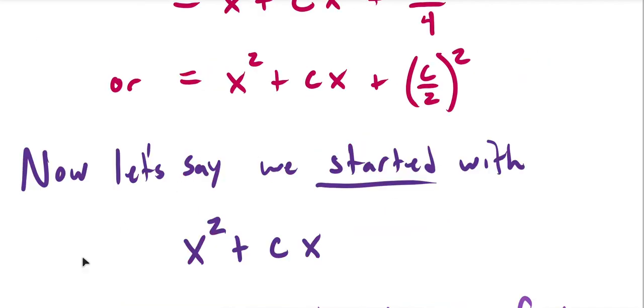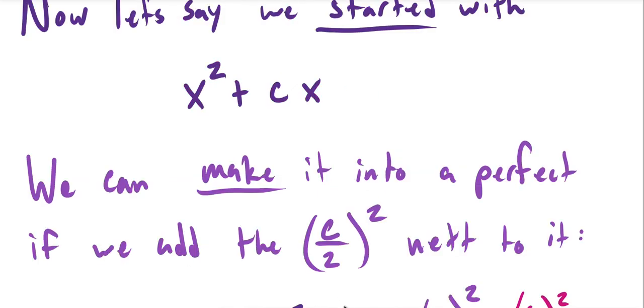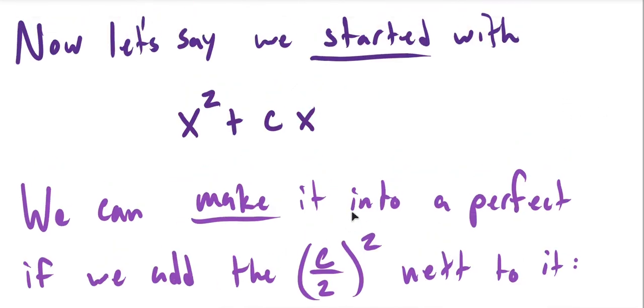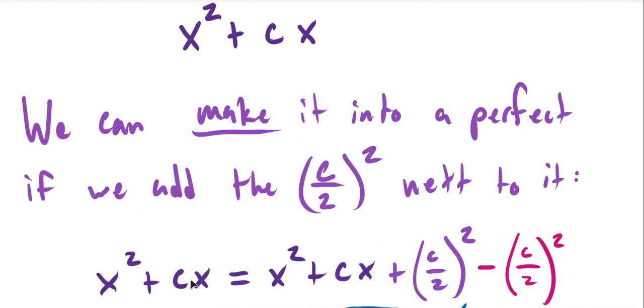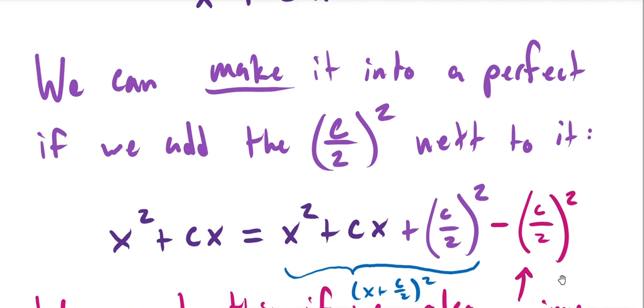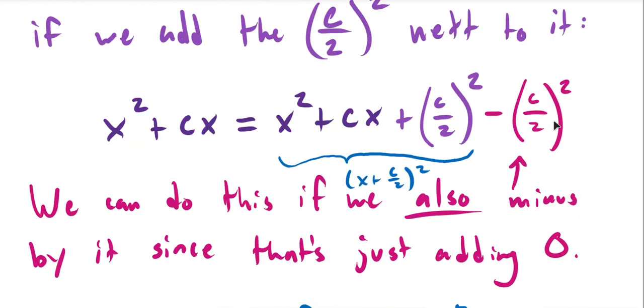So now let's say we started with something that looked like x squared plus cx. Well, actually, we can make it into a perfect square if we add c over 2 squared next to it. And we're always allowed to do that, but what we need to do is sort of get rid of it in the same breath. We add it and we subtract it at the same time. And why is that so useful? Well, because now this part, the part in purple here, turns into x plus c over 2 squared. And the last part is just a constant.